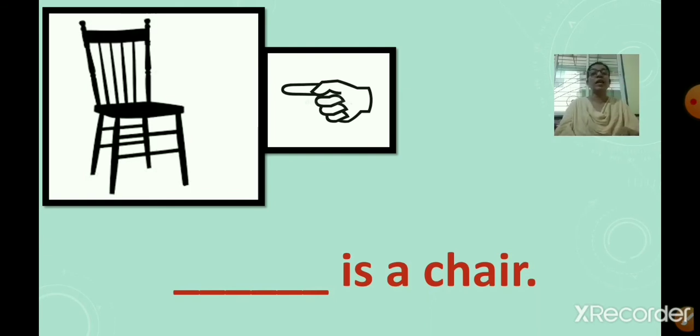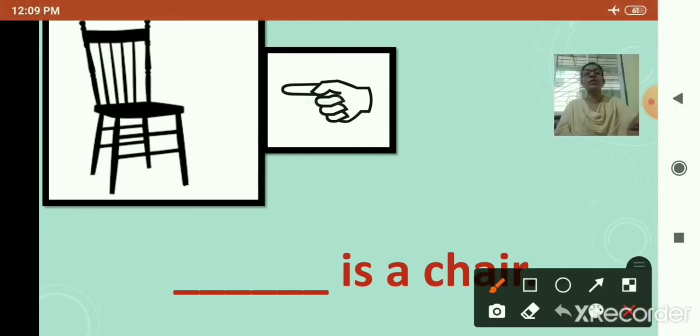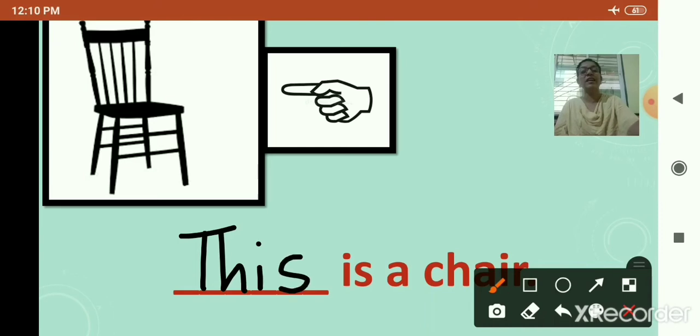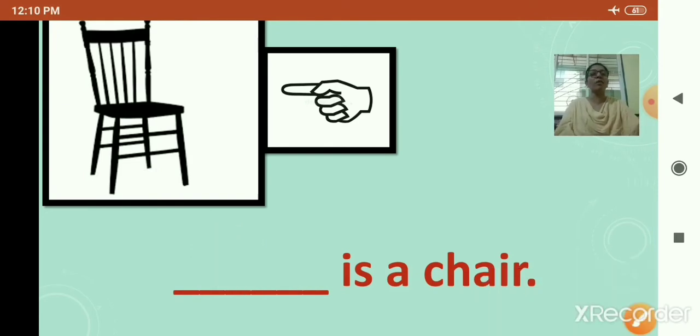Okay. So dash is a chair. So you have to write this or that. So what are you going to use here? This or that? Yes. Here you are going to use this. Why? Because the chair is near to you. So this is a chair. Very good. This is a chair. Why did we use this? Because we are pointing out to the near object.